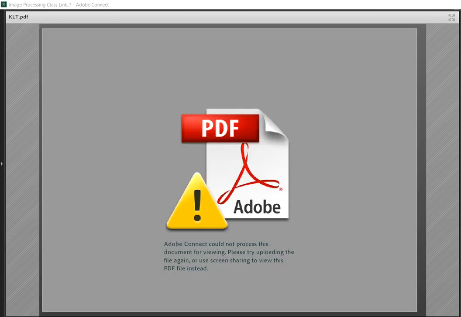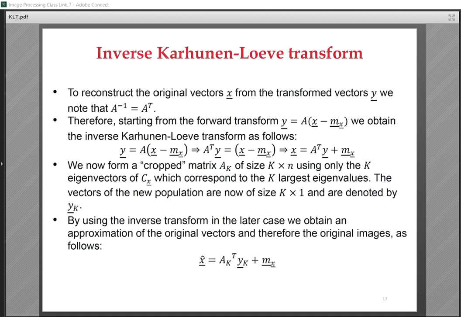Here I stop my screen share and go to that form because of better quality. Stop sharing. LT here. This is the slide 12.